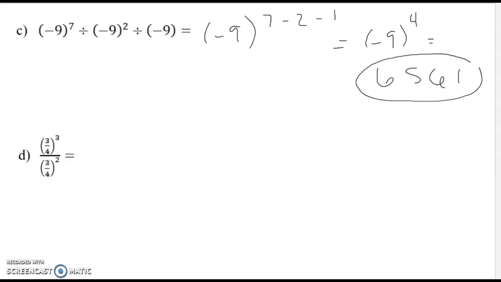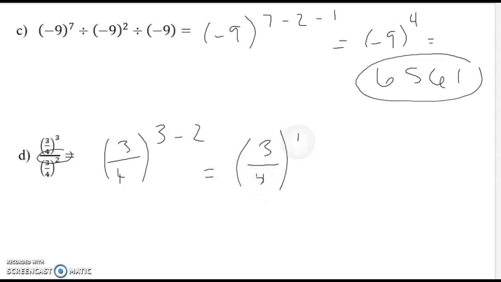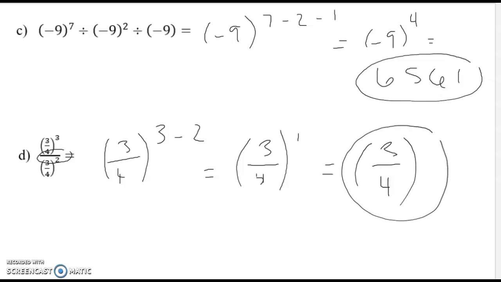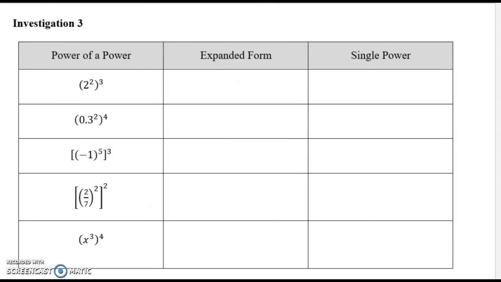Next one. Our base looks tricky, but it's just 3 divided by 4, so 3/4. And then we have our exponents. This is just another way to say divide, so it's still 3 minus 2. Okay, and then 3 minus 2 gives us a 1. So 3/4 to the 1, and anything to the 1 is just itself, so it's 3/4. 3 divided by 4. There's your answer.